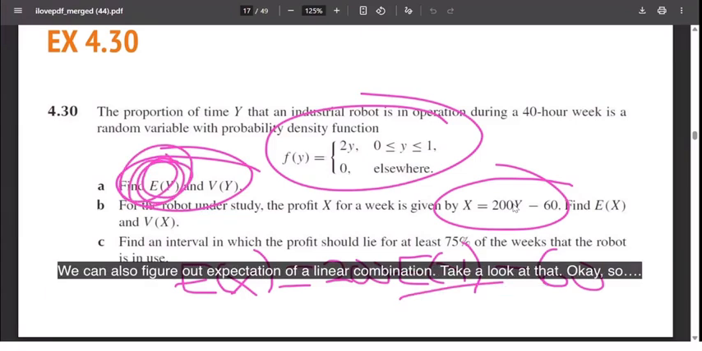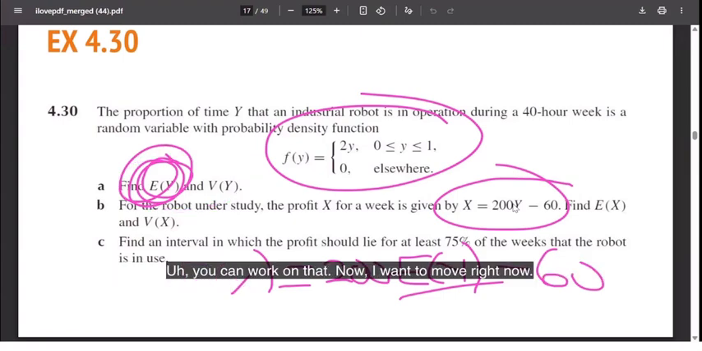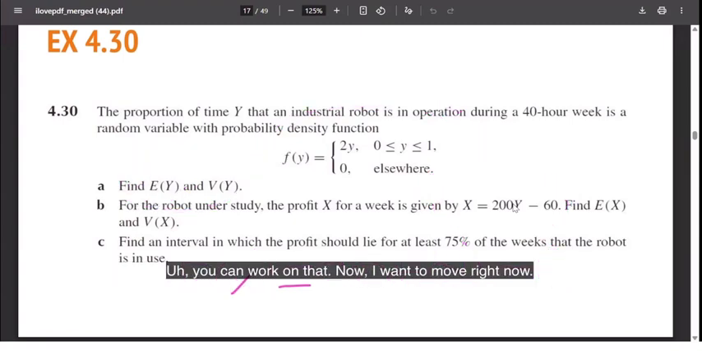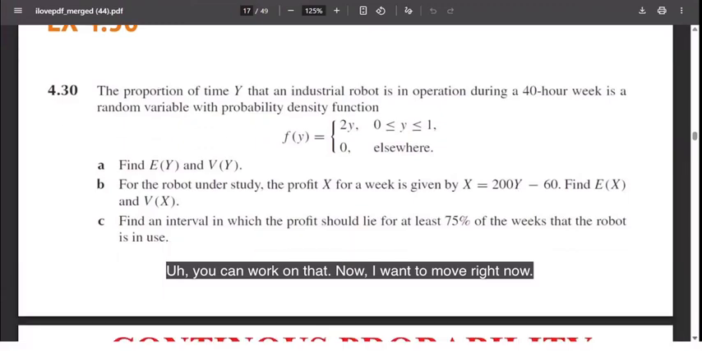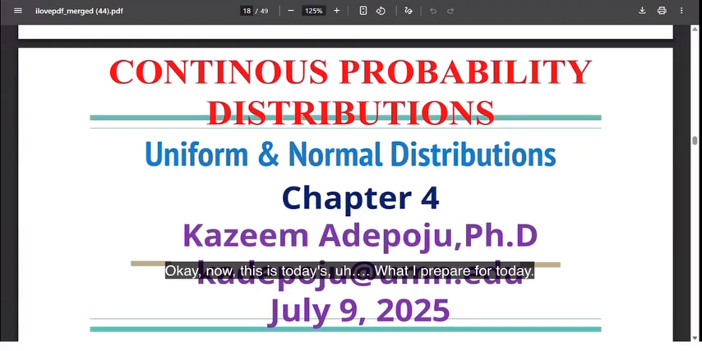We can also figure out expectation of a linear combination. Take a look at that. Okay, so you can work on that. Now I want to move on. Okay, now this is what I prepared for today.